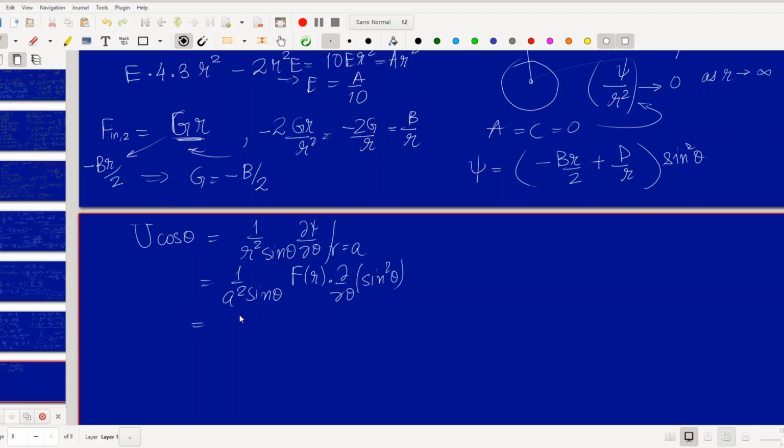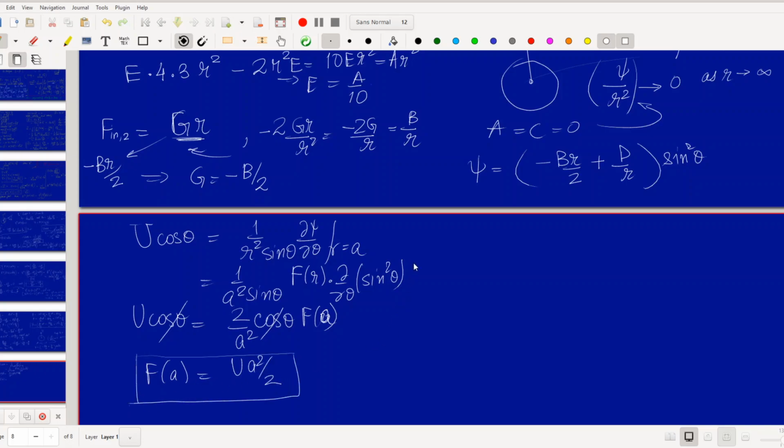So sine square theta is twice sine theta cos theta. So sine theta cancels. So 2 by a square cos theta F at a, because r is equal to a, and this is equal to u cos theta. So cos theta cancels out, and essentially F at a becomes equal to u a square upon 2. So this is one of the conditions on F, while the other condition is minus u sine theta. So this is the e_r velocity condition at the surface of the particle, and this is going to be the e_theta velocity at the surface of the particle.